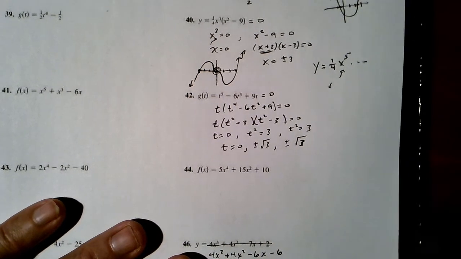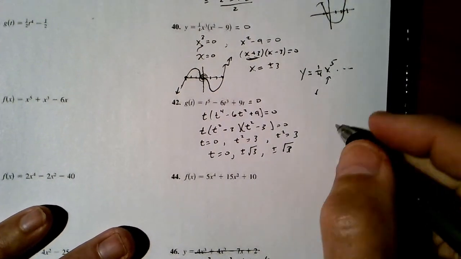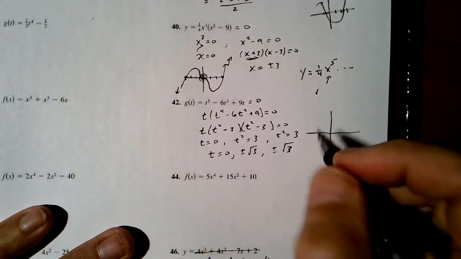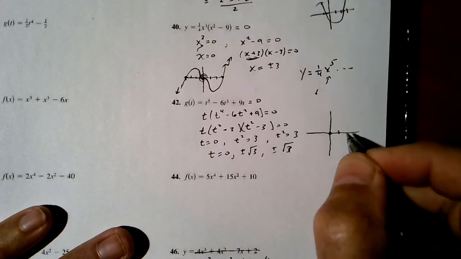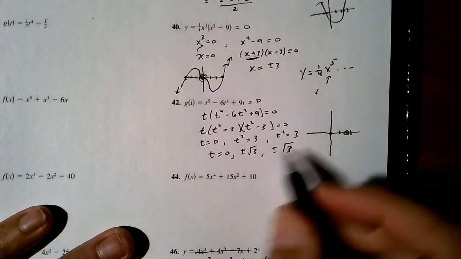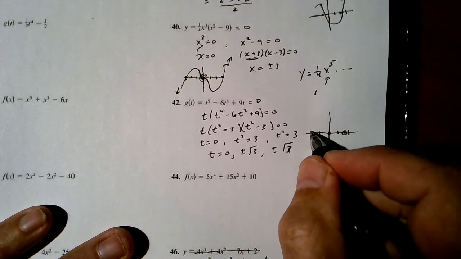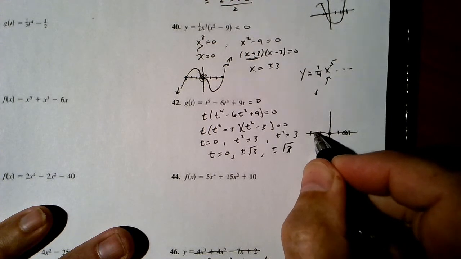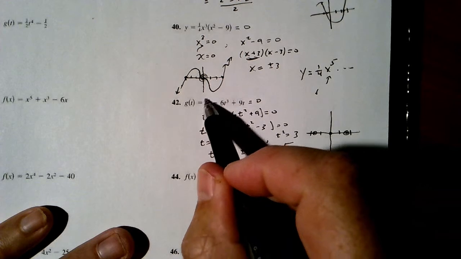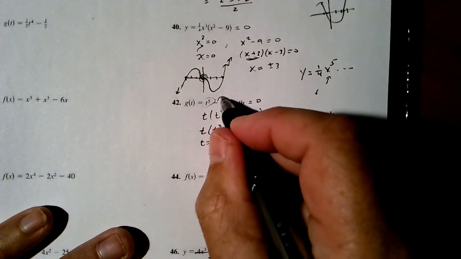And while I said that I wasn't going to do it again, I can't resist. I'm going to do this again. You don't have to. There's a 0 at 0. There's two zeros at square root of 3. And there's two zeros at negative square root of 3, about 1.7. Those are doubles. This graph is positive t to the fifth.